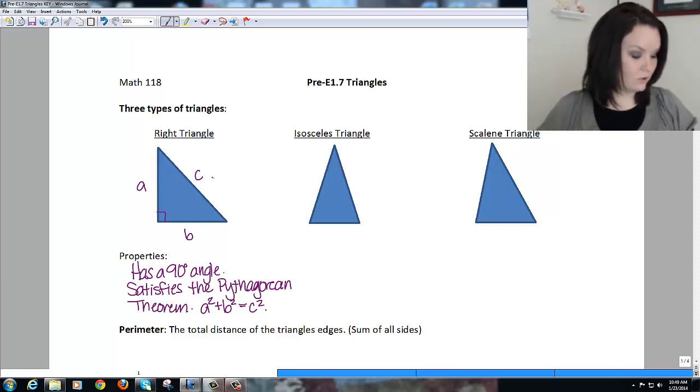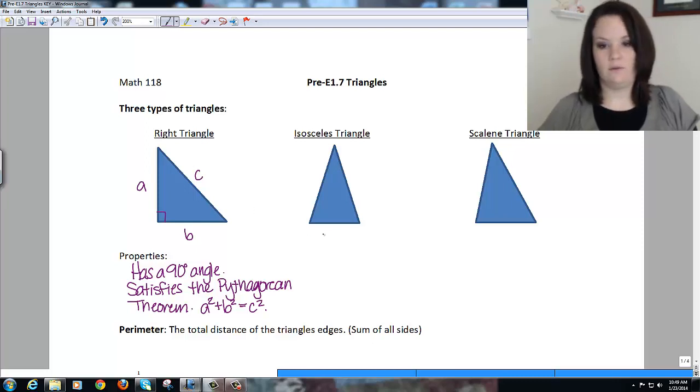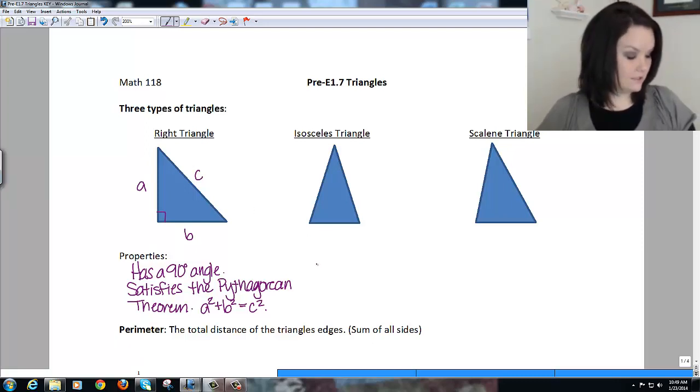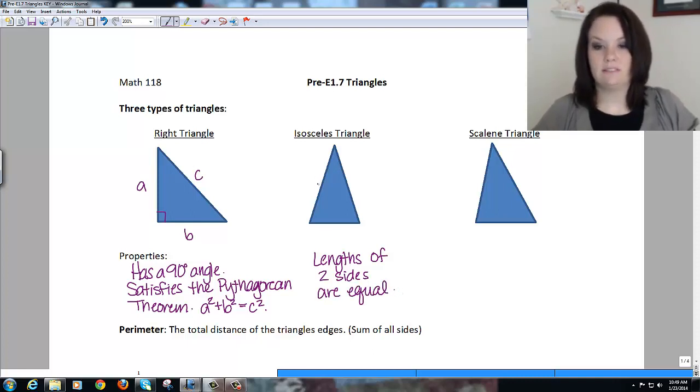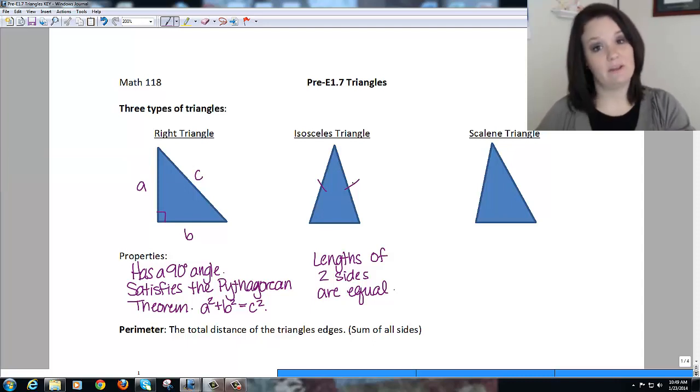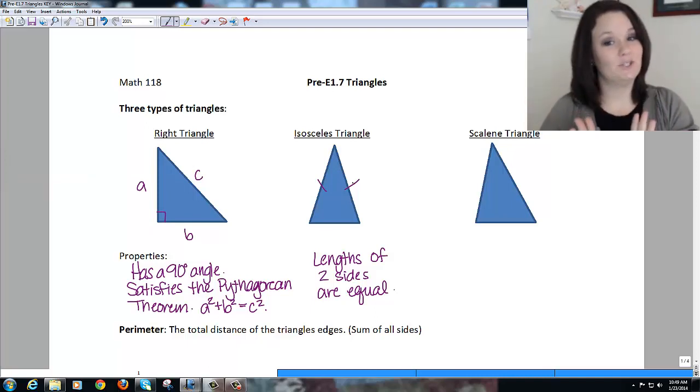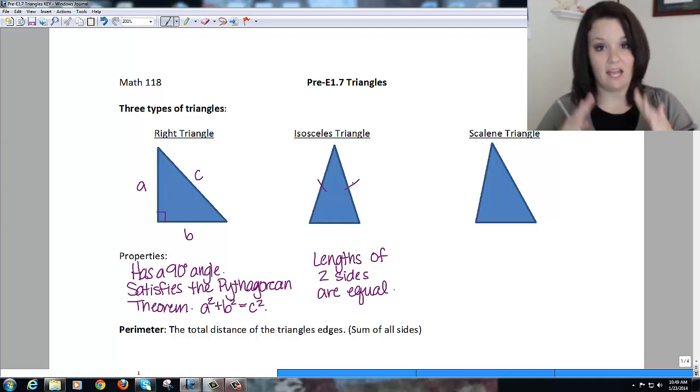An isosceles triangle is one in which the lengths of two of the sides are equal. So that means that this side and this side have the same length. Now this is not an equilateral triangle. Some of y'all have learned about that. Equilateral triangle means all three sides are exactly the same. This is not true. In isosceles, two of the sides have the same length.